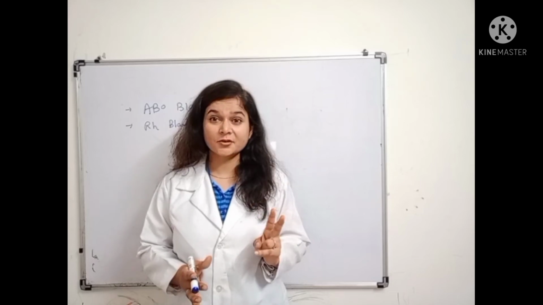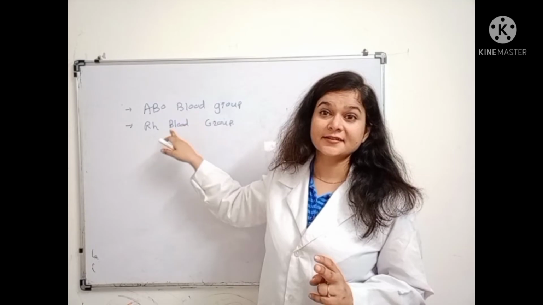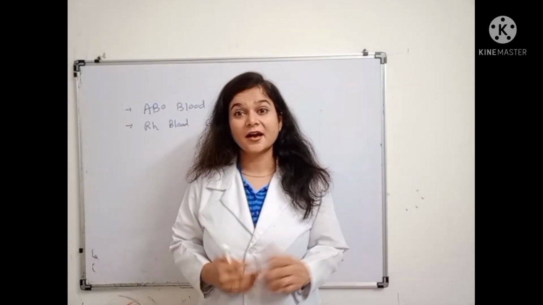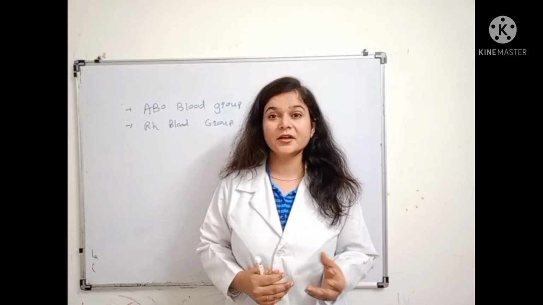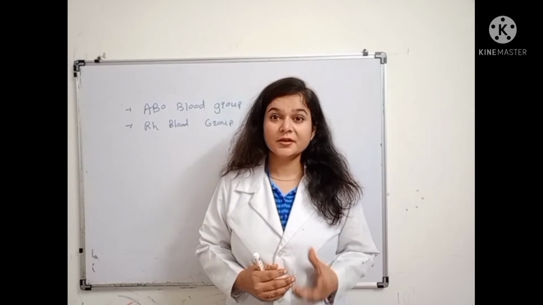There are two blood group systems which are most important. The first is the ABO blood group system and the second is the Rh blood group system. So we will see how we determine the blood group of a particular blood. Before that, we should know the principle.